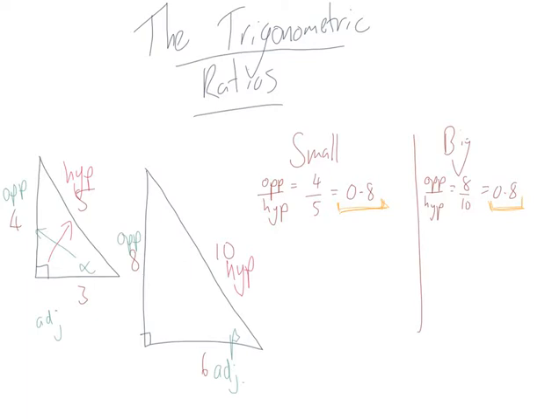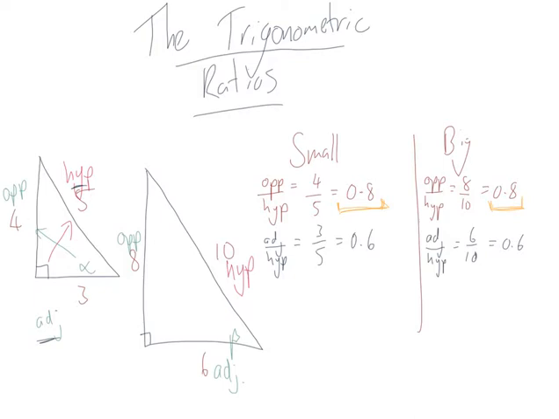If I take the other different ratios as well, let's say opposite on hypotenuse I've done, let's say I take the adjacent on the hypotenuse, so adjacent on the hypotenuse will be 3 on 5, adjacent's 3, that's 0.6. And I do the same on the big triangle, so my adjacent on hypotenuse is going to be 6 on 10, which is 0.6.